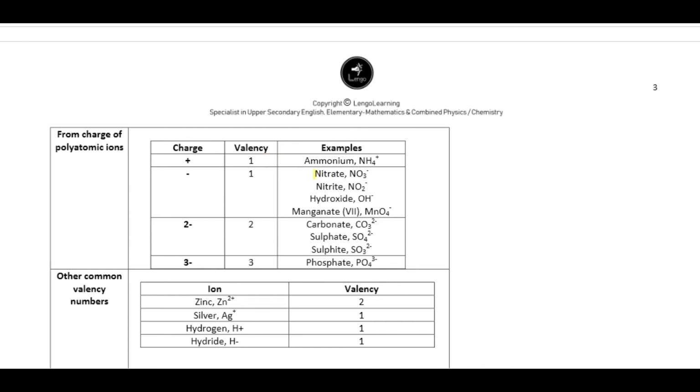For example, nitrate, nitrite, hydroxide, and manganate 7, you can see that they all have an overall charge of -1. Because it is a charge of 1, the valency is also 1. Carbonate has an overall 2 minus charge, sulfate 2 minus charge as well, sulfide also an overall 2 minus charge, so valency is 2. Phosphate PO4 3 minus is a 3 minus charge, so valency is 3.